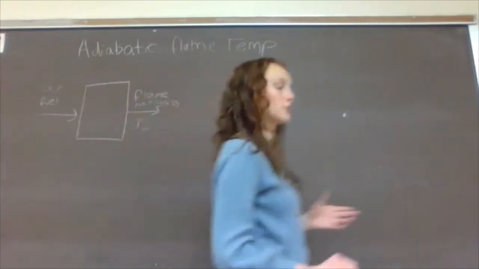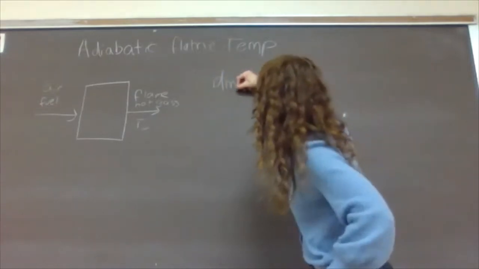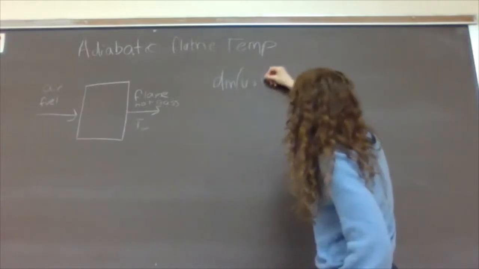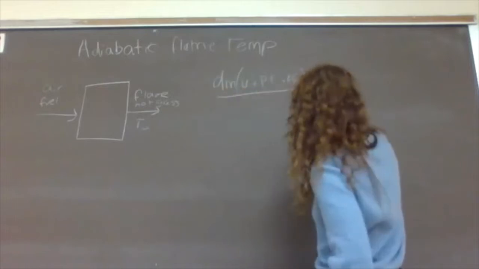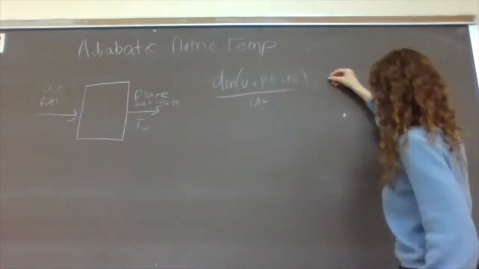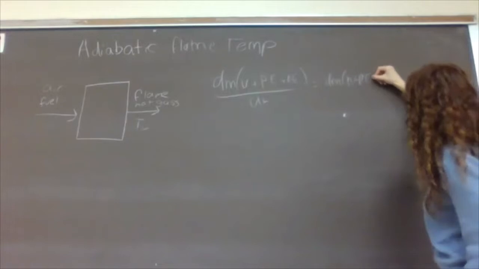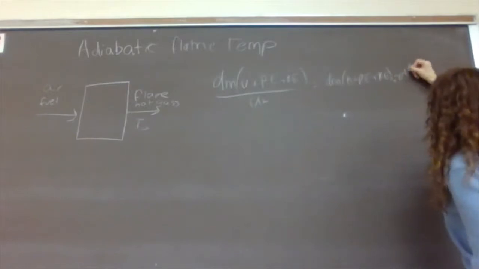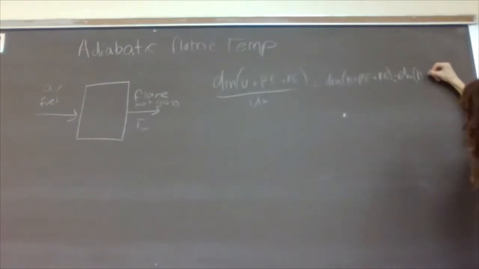The first thing we want to do when we're looking at this is look at the enthalpies and the masses, and we're going to make an equation for it. So we're going to say the change in mass times internal energy plus potential energy plus kinetic energy, changing with respect to time, is equivalent to the change in mass times enthalpy plus potential energy plus kinetic energy going in, minus the enthalpy plus potential energy plus kinetic energy going out.